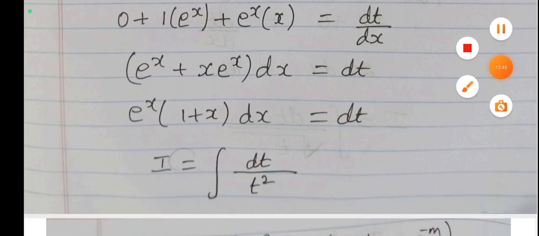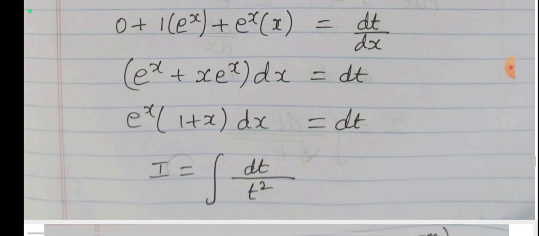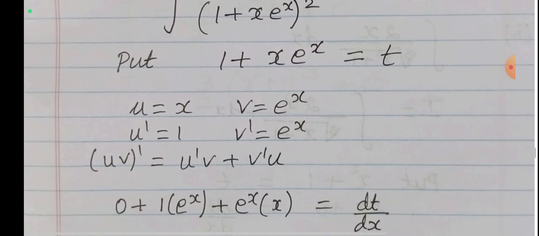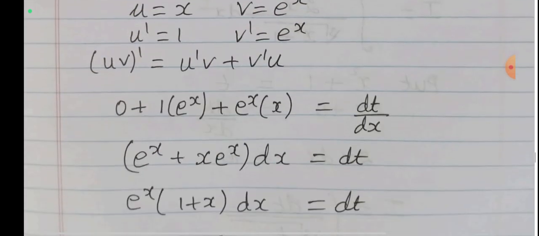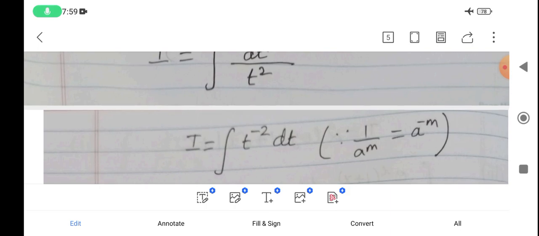So anything you can take common, check. We can take e power x as common. e power x you are taking common, you will get 1 plus x. So e power x times 1 plus x dx equals dt. Clear? Check. Once you have done this, then just substitute. e power x 1 plus x dx is dt, and 1 plus x e power x is t, so t square. So we got, as usual, integral dt by t square.